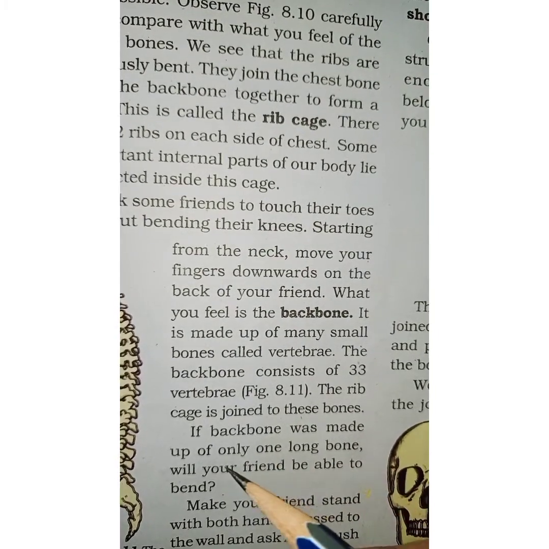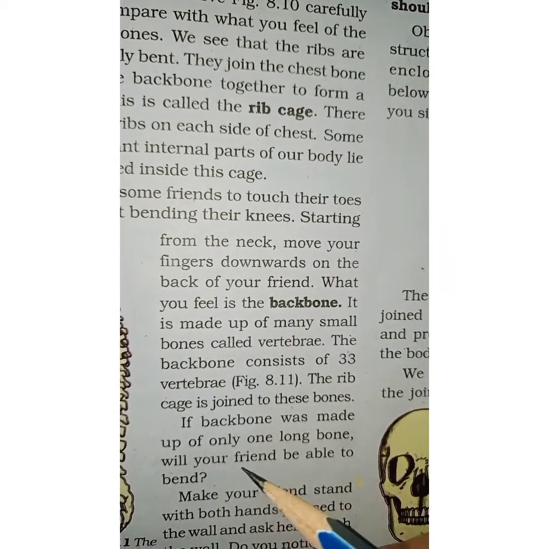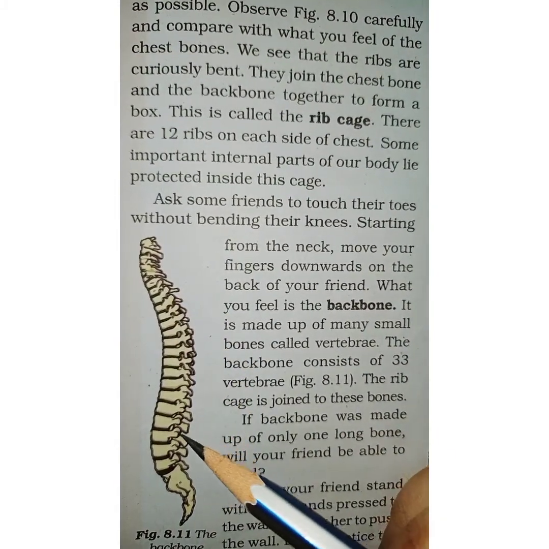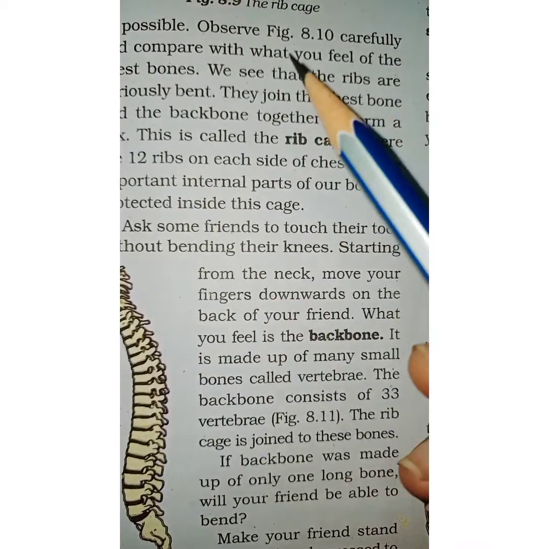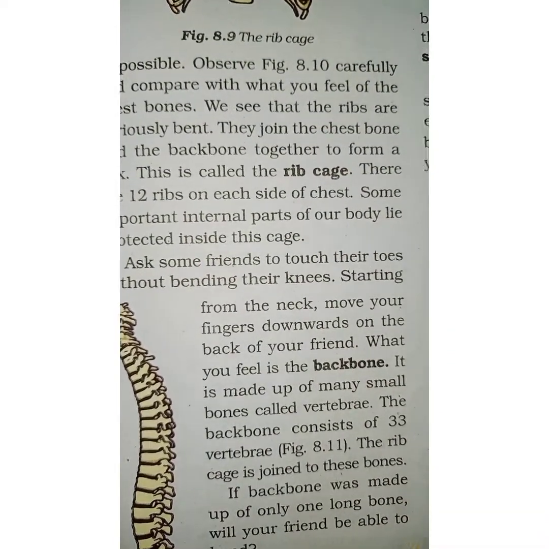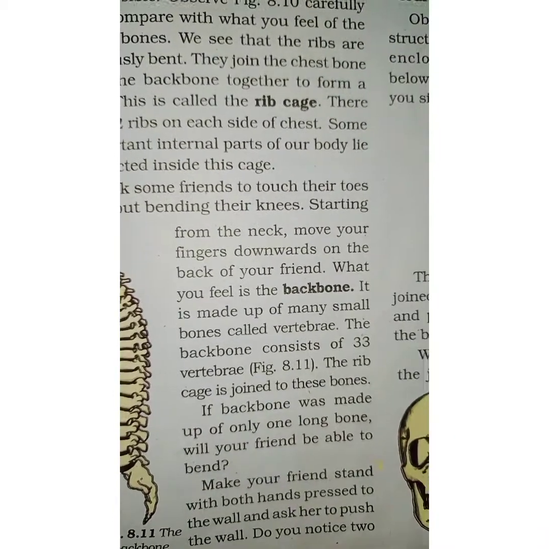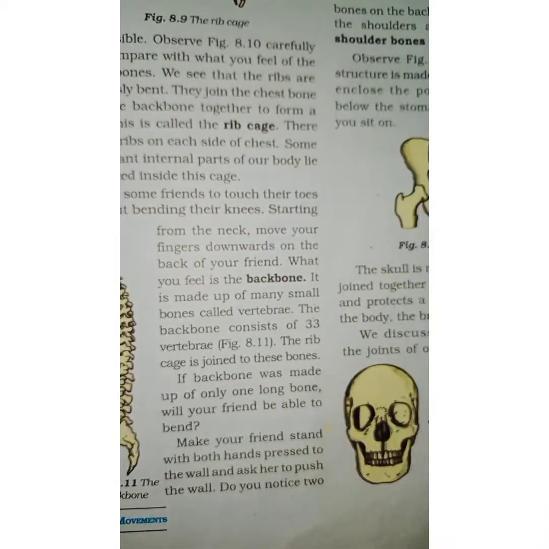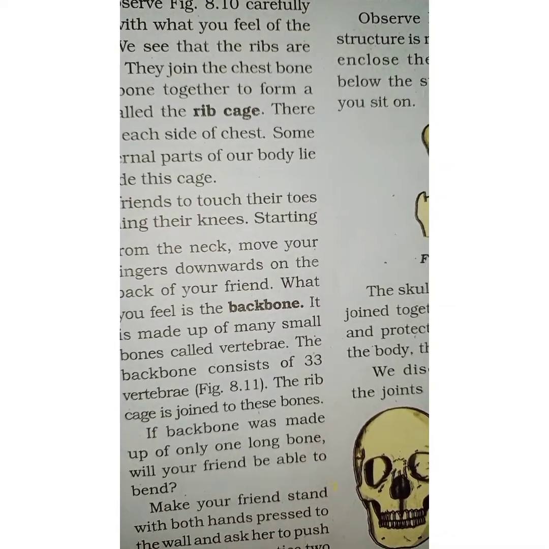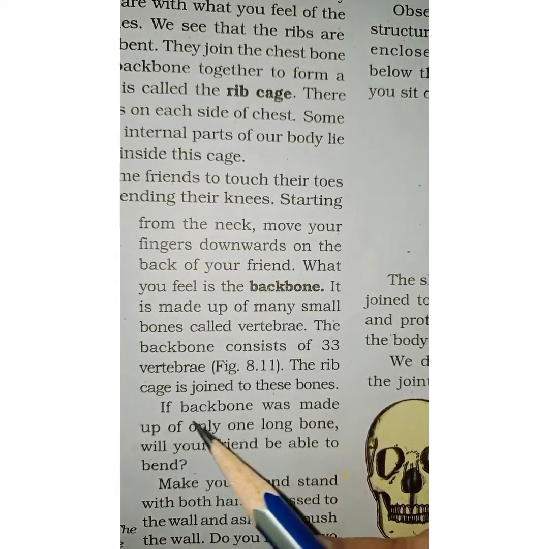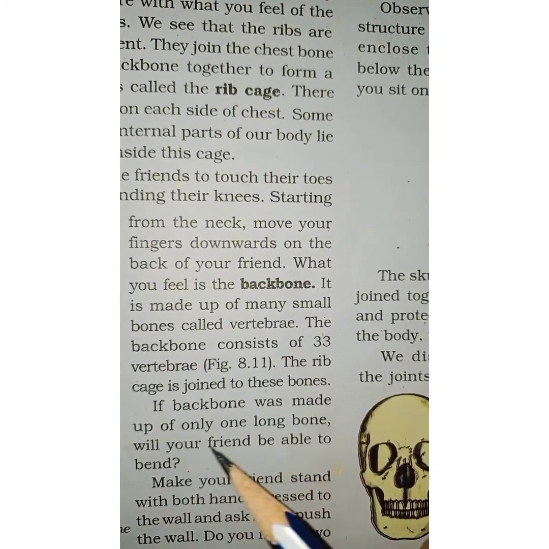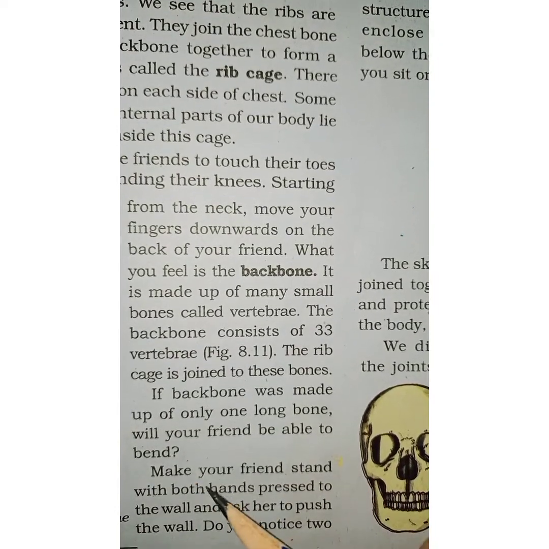If the backbone was made up of only one long bone, would your friend be able to bend? If this bone had been kept individually, and wouldn't have been joined to the rib cage, do you think your friend would have been able to bend? No, it is not possible. If it wouldn't have been joined to the rib cage, then the movement of bending and all wouldn't have taken place.